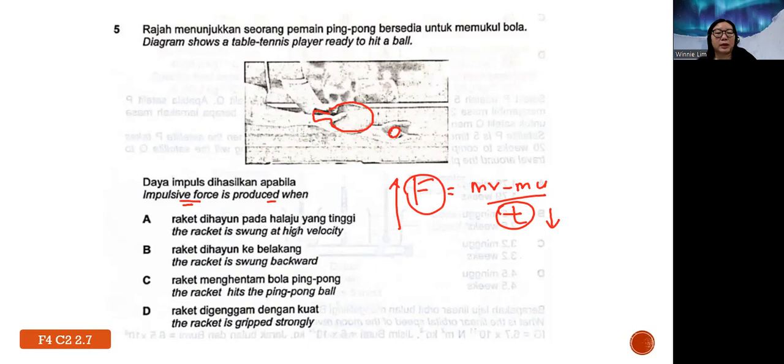So is it A, racket swing at high velocity? The racket is swung backwards? The racket hits the ping pong ball? So this is the idea. And the racket is gripped strongly is also not the option.